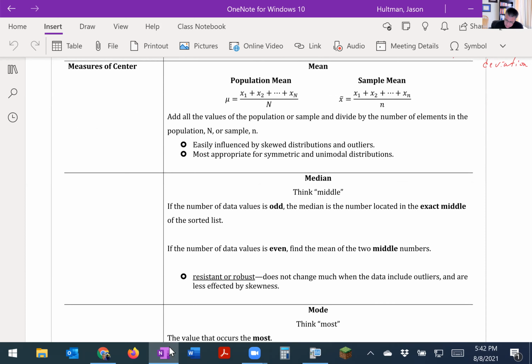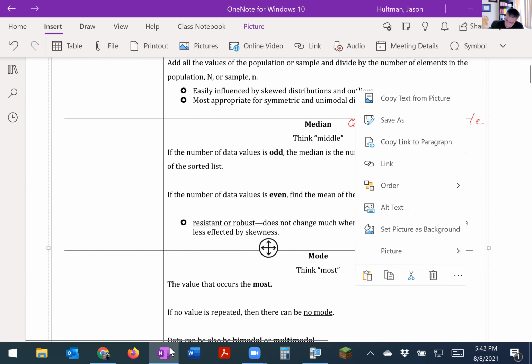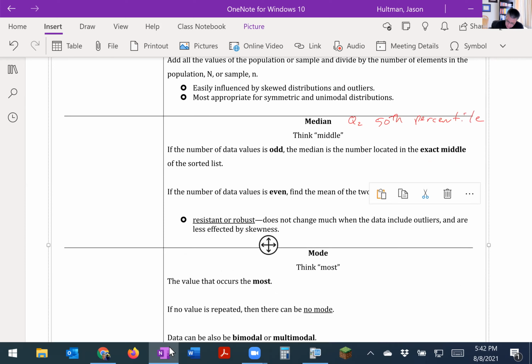For the median, think middle number. We have already seen the median. That's Q2 or the 50th percentile. If the number of data values is odd, then the median is the exact middle number. If the number of data values is even, then the median is the average of the two middle numbers. The median is resistant or robust, which means it does not change much when the data includes outliers and is less affected by skewness.